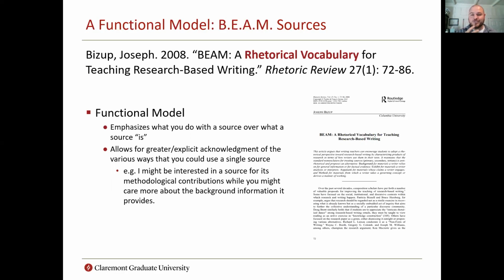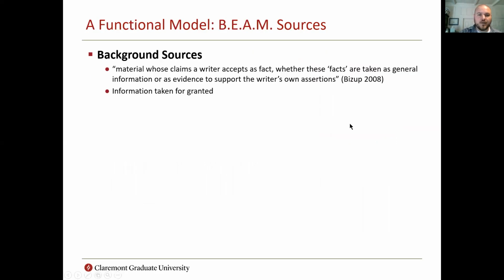So I might use a source because of its particular methodological contributions, while another scholar might care more about the background information that it provides. So BEAM is an acronym, so let's talk a little bit about what each of those letters stand for. First, the B is for background sources. So this is information you take for granted. As Bizup says here, it's material whose claims you accept as fact, whether they're taken as general information or information that you want to support the writer's own assertions.